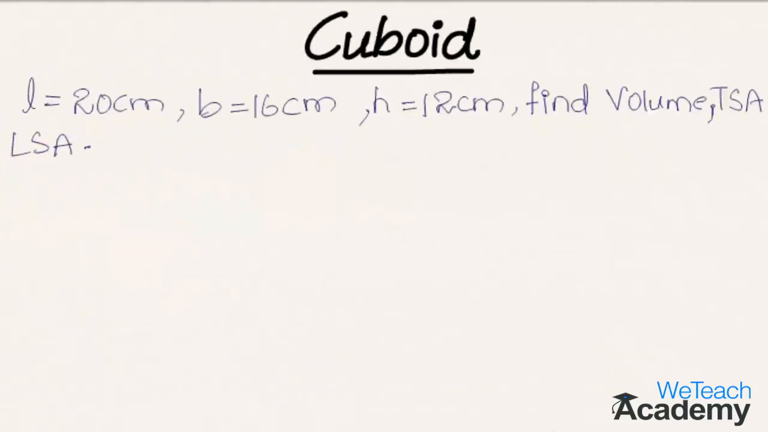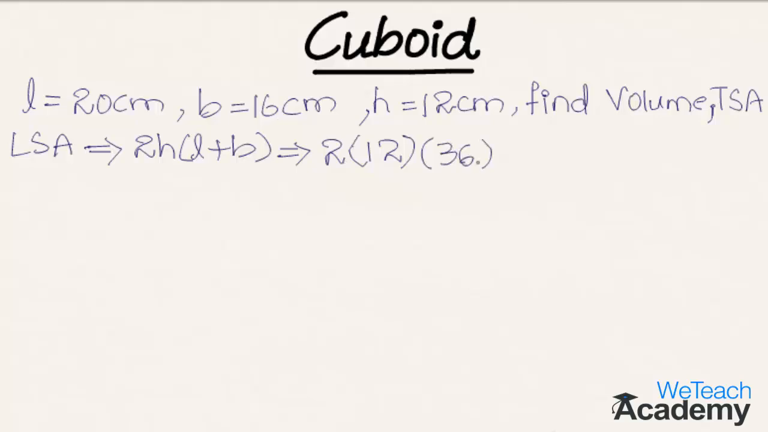Here the given example is: if the length is equal to 20 centimeters whereas the breadth is equal to 16 centimeters and the height is equal to 12 centimeters, then find the volume, total surface area and lateral surface area. First let us find the lateral surface area. We already know that the lateral surface area of the cuboid is given by the formula 2h into L plus B. Substituting the values of L, B and h, we get 2 into height h, that is 12, into L plus B, that is 20 plus 16, which is 36 here.